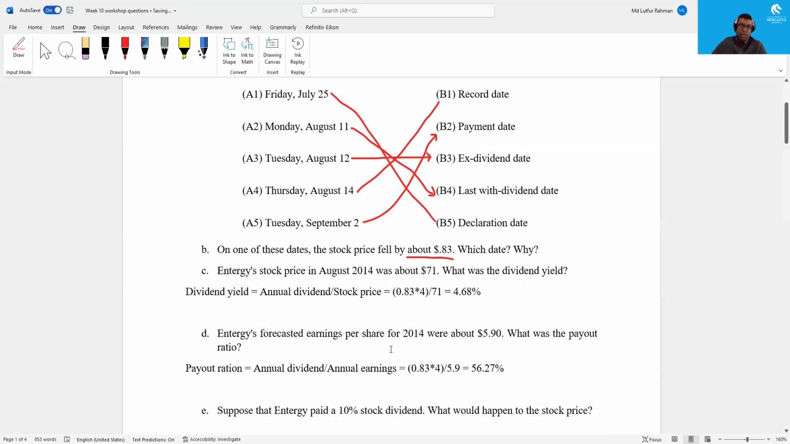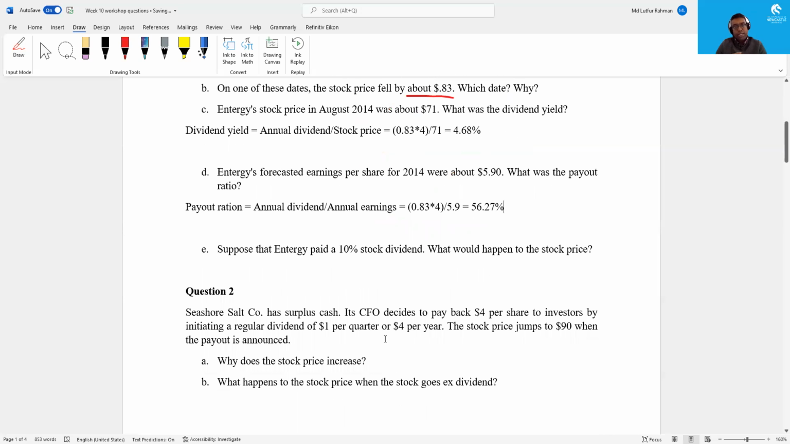The last part of this question is, suppose that Entourage paid a 10% stock dividend, what would happen to the stock price? Look, dividend is not only paid in cash, dividend can also be paid in stock. So when you get a stock dividend, some additional stock will be added to your holding.